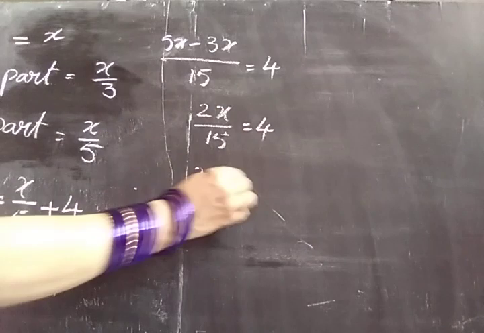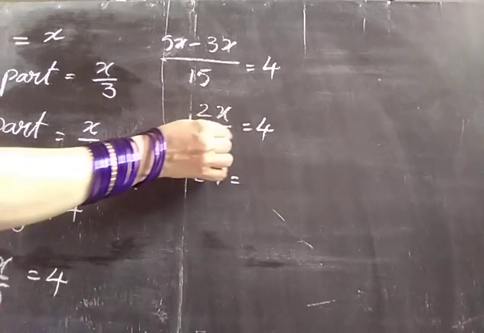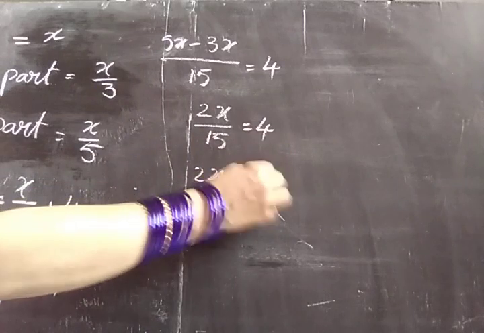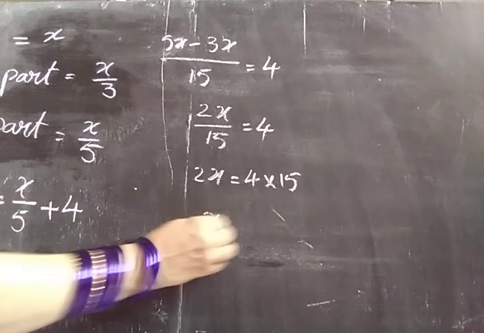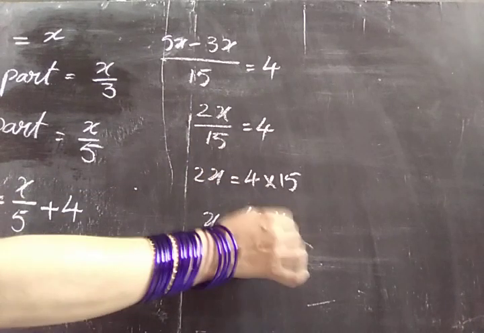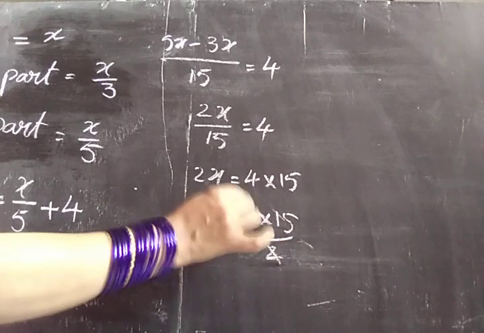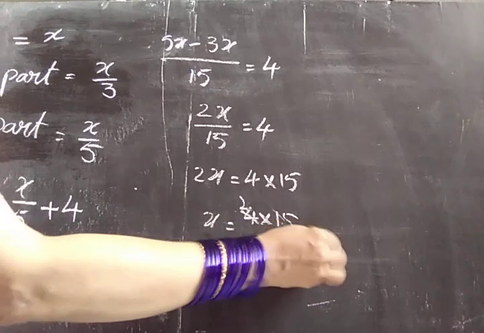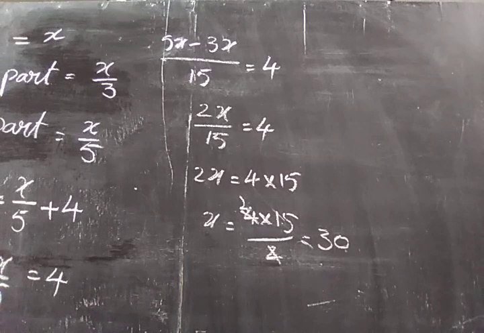Now 2x is equal to 4 into 15, transposing the 15 to that side. Now x is equal to 4 into 15 by 2. 2 ones are 2, 15 twos are 30. So the number is 30.